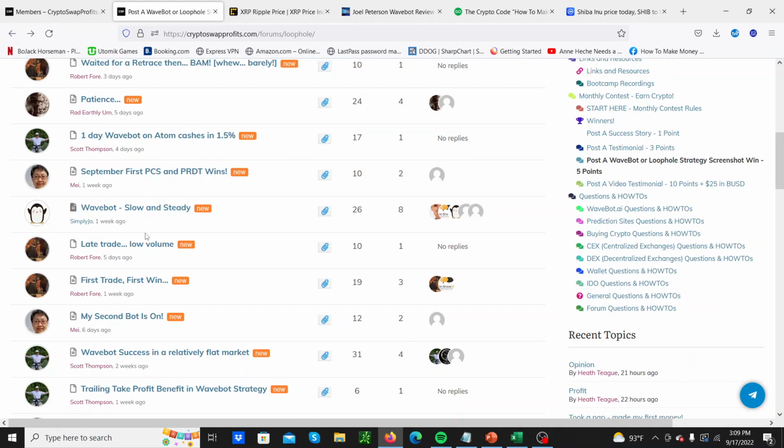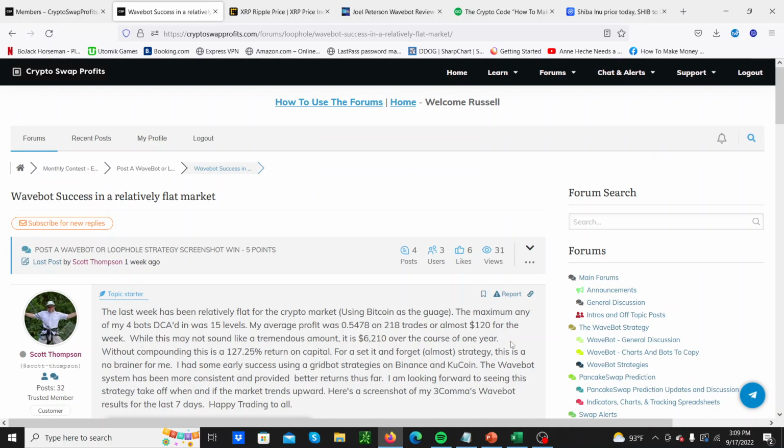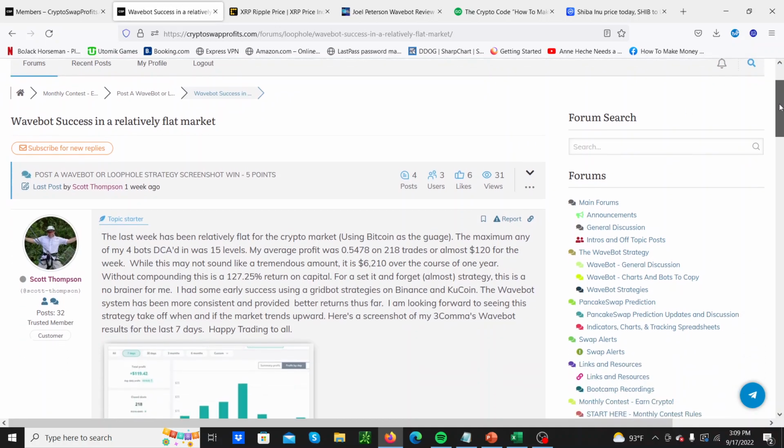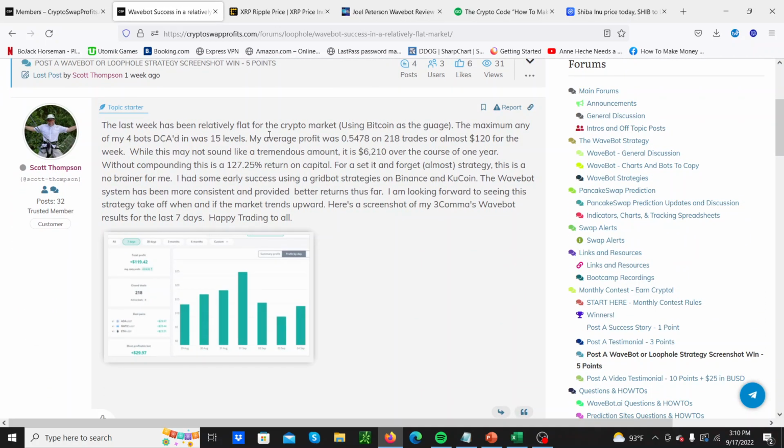Just having a look through them. Wavebot success in a relatively flat market. Let's see what this person has to say. Yeah, so this was when the market was flat about a week ago. It's pretty cool. 4 bots DC'd in was 15 levels. My average profit was 54 cents on 214 trades, so $120 for the week. So this guy made $120 in a flat market, which is great.